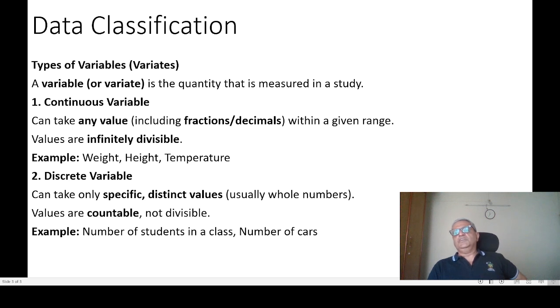We saw what are different types of classification, right? And we saw what are different types of variables. In the next video, we'll see what is frequency distribution. Okay, so keep watching.